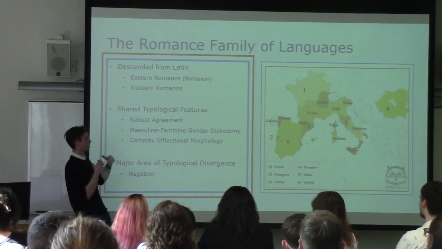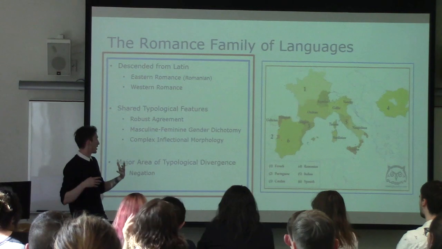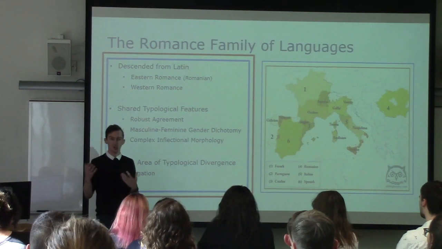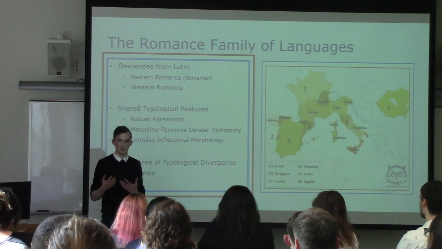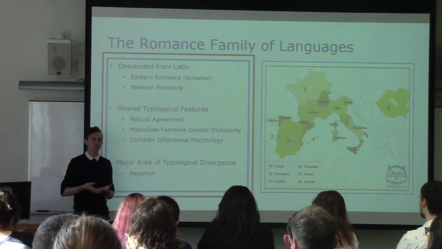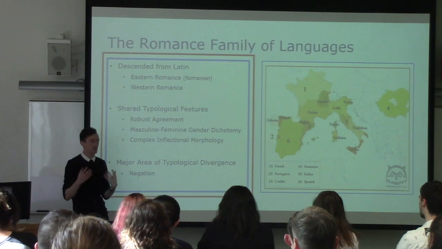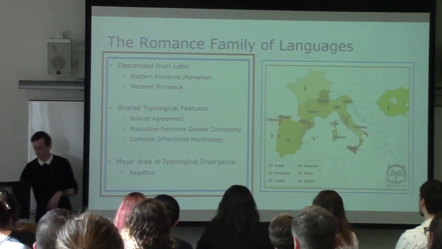Take, for example, robust agreement system, or a masculine-feminine gender dichotomy, a complex inflectional morphology, specifically the verb complex, or similar syntactic structures, and other things like that. However, one major area in which these languages show a bit of divergence from one another is the way in which they express negation, that is, negation structure.